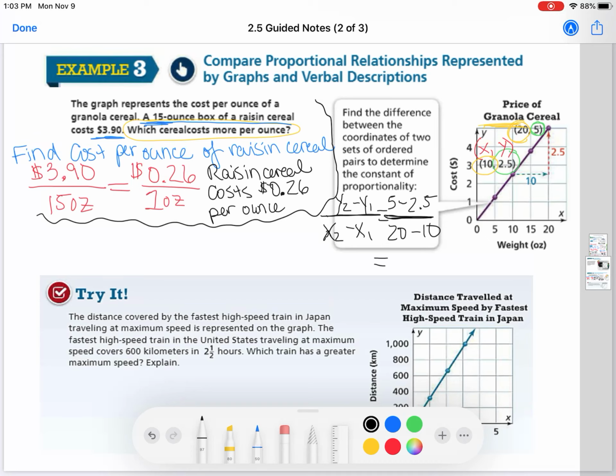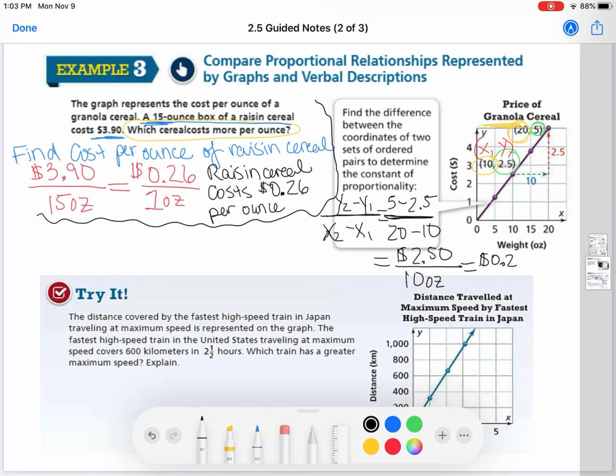So I'll move this down here. So that turns into 5 minus 2.5. Remember the money is on top, so that's 2.5, in other words, $2.50 for every 10 ounces, 20 minus 10, that's where the 10 comes from. And now you just need to do your final division. So you need to do 2.5 divided by 10.